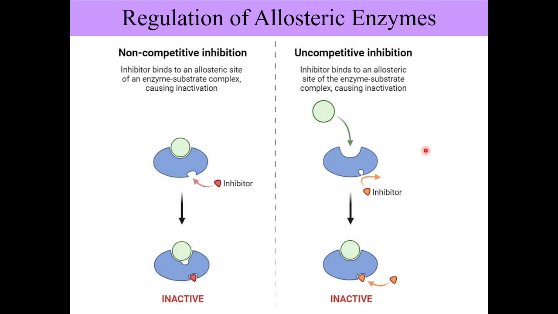Now, inhibitors can be of various types. They can bind to different sites, and they can also bind to the enzyme at different time points in its catalytic activity. If the inhibitor looks exactly like the substrate, or it has some kind of chemical group with which it binds to the enzyme, and it is very similar to that of the substrate, then it is known as a competitive inhibitor.